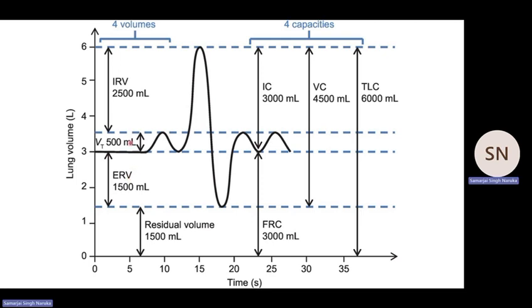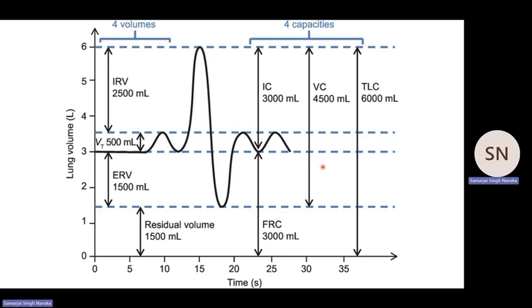Here, as you can see, 500 ml, this is the tidal volume, which stays constant during physiological breathing. When we are to take a deep breath in, it would show us the IRV. When we take a deep exhalation, it's the ERV. And the part of the graph that does not even interact with our breathing cycle is the residual volume.